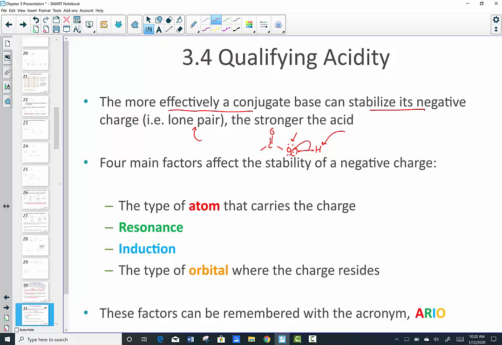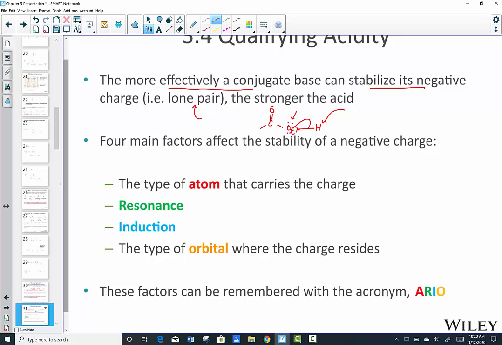There are four major factors that influence the ability to stabilize the negative charge, and we're going to go through these one at a time. Notice the first says the type of atom that is carried on the charge. Here, the type of atom was an oxygen. So identify the element that's carrying the lone pair of electrons through the loss of a proton in a proton transfer. Is that negative charge going to be stabilized by resonance?